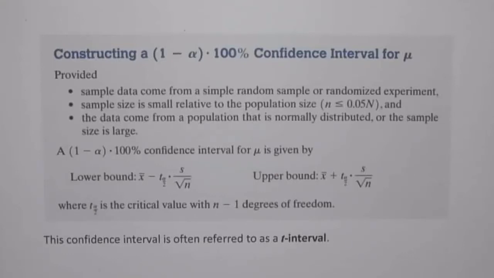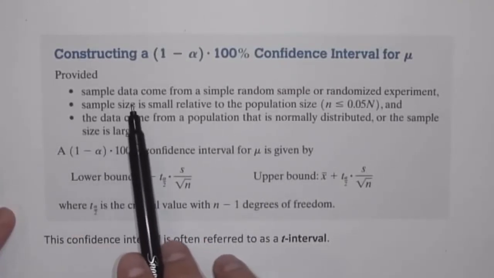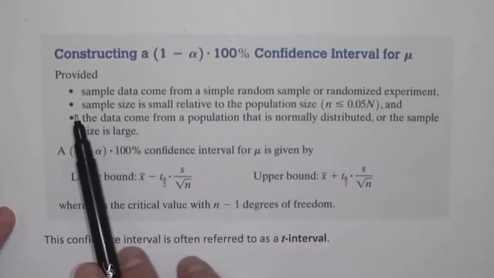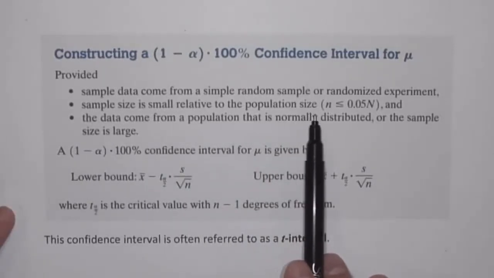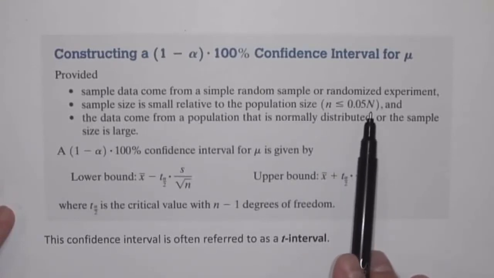So in this video, we want to look at actually constructing a 1 minus alpha times 100% confidence interval for the population mean, mu, provided: 1. Sample data come from a simple random sample or randomized experiment. 2. Sample size is small relative to the population size, meaning the sample size has to be less than 0.05 times the population size. So the sample has to be less than 5% of the population.